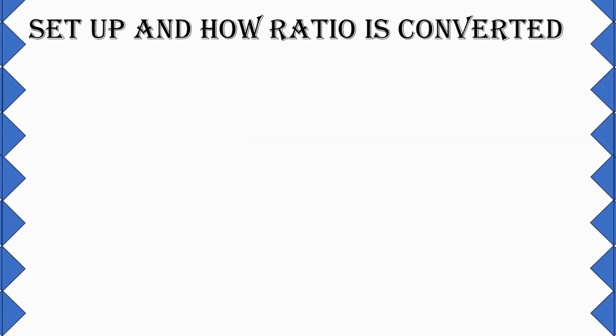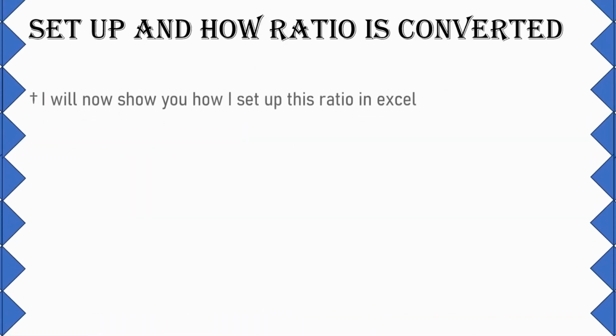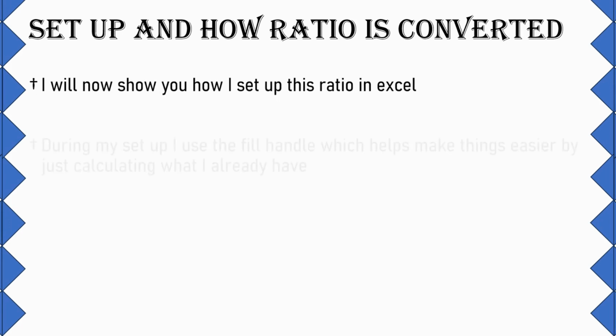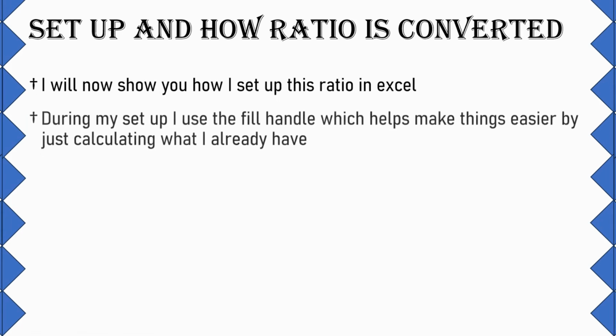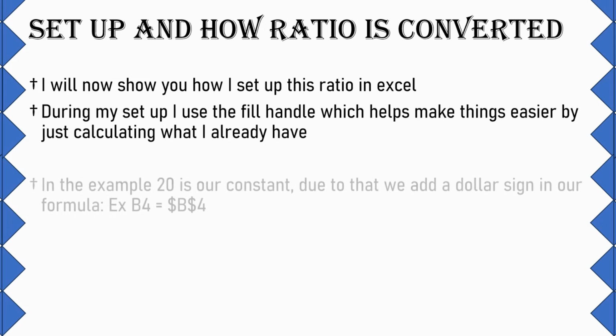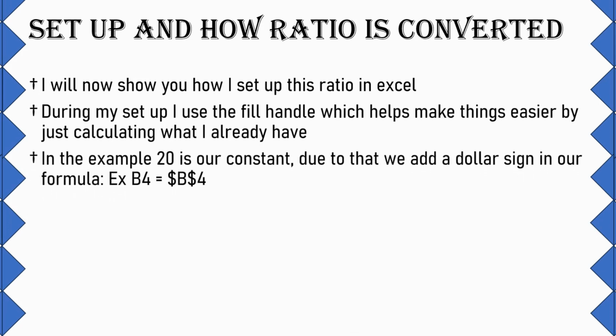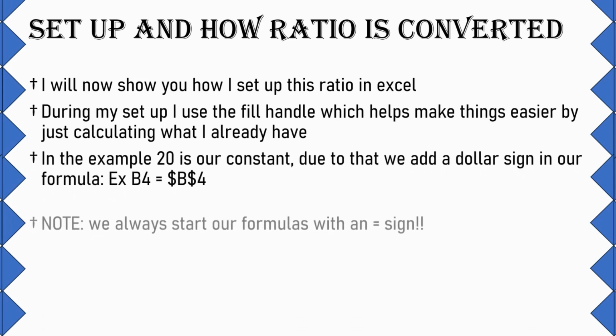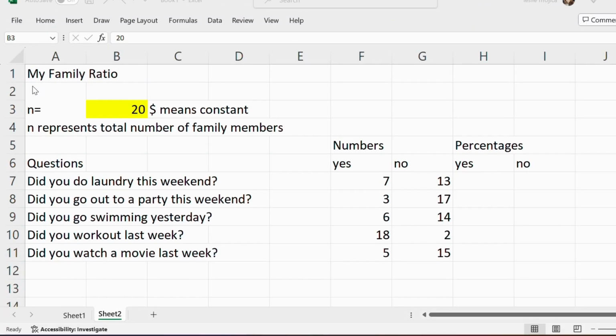Now I'm going to show you how I set it up and how I converted my ratios. First, I started off by saying that I was going to use the fill handle, which makes things a lot easier. In the example, 20 is our constant. Due to that, I used the dollar signs. We always have to use an equal sign for our formulas.